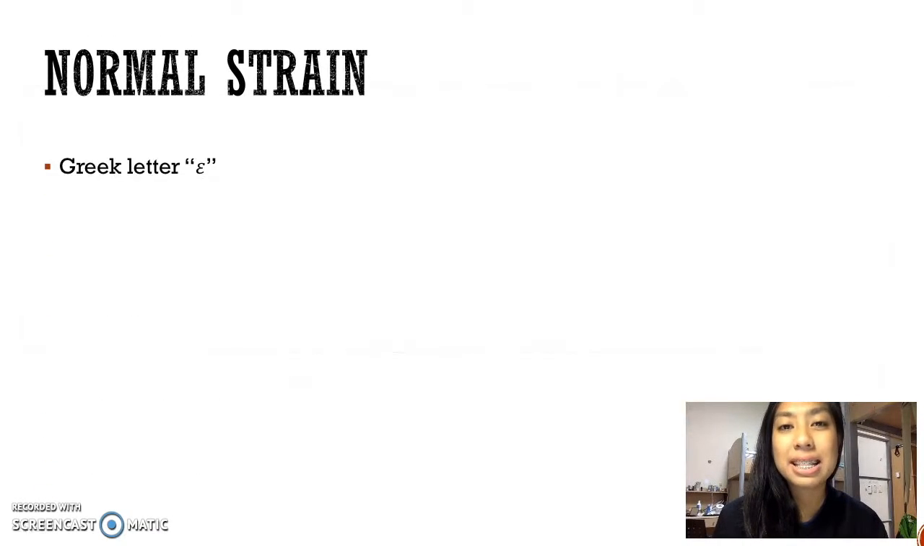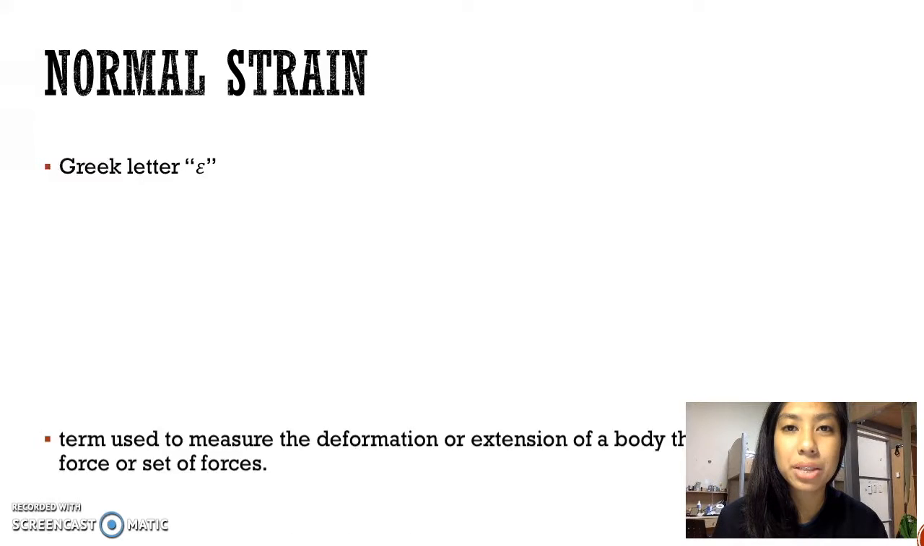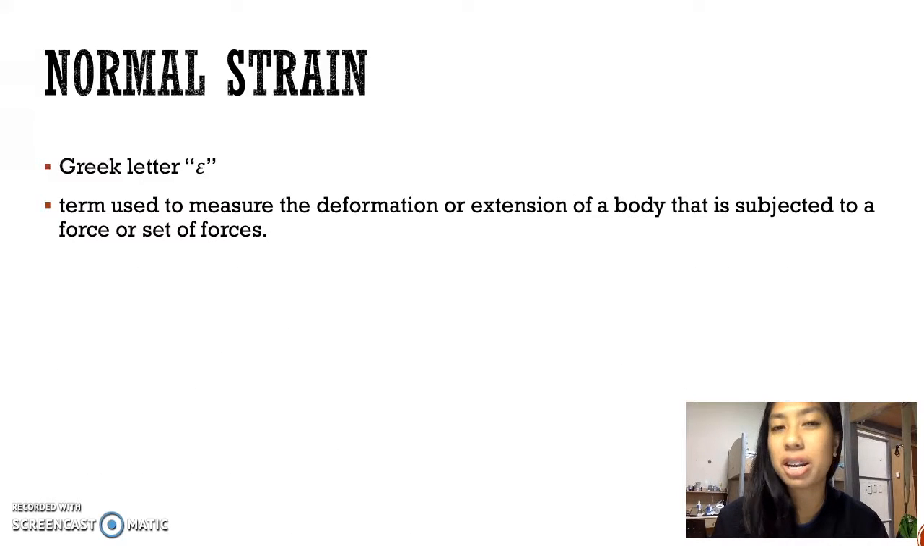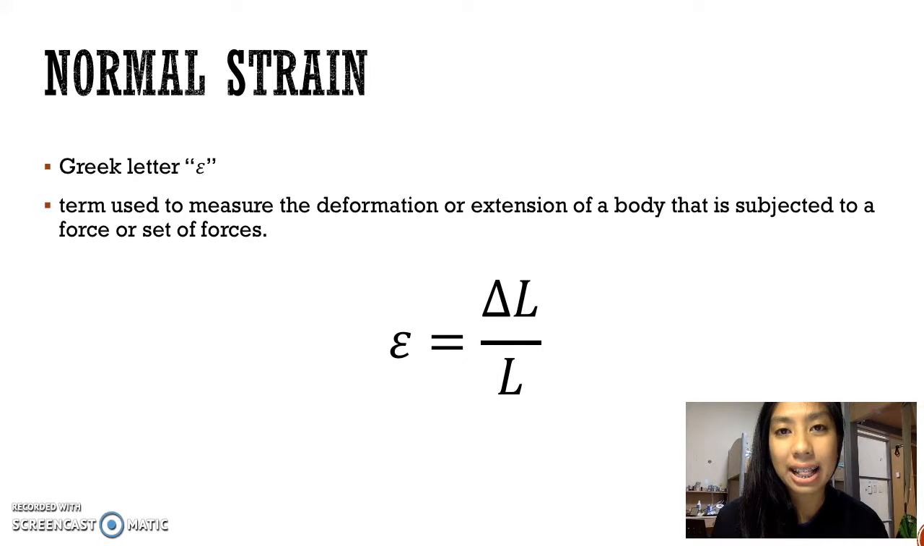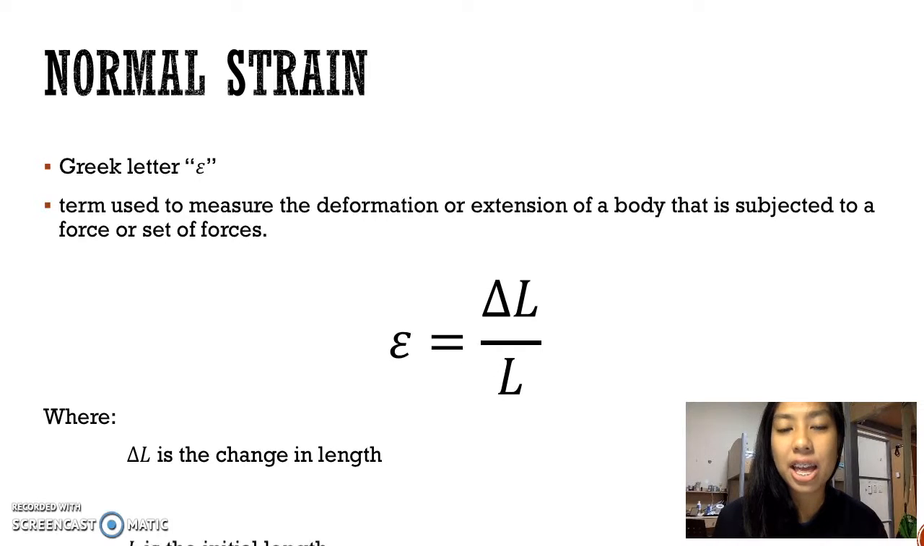Strain, represented by the Greek letter epsilon, is a term used to measure the deformation or extension of a body that is subjected to a force or set of forces. The strain of a body is generally defined as the change in length divided by the initial length, or it can be denoted as epsilon equals delta L over L, where delta L is the change in length and L is the initial length.